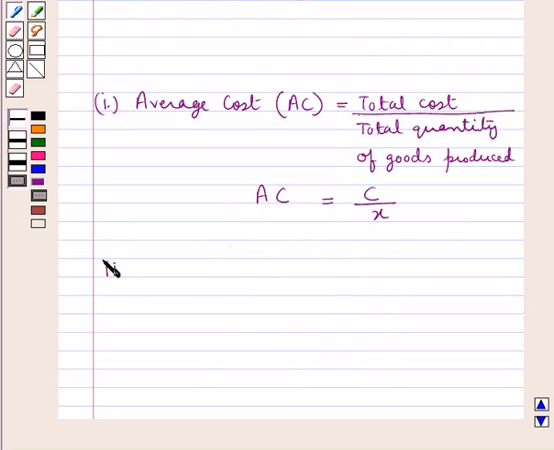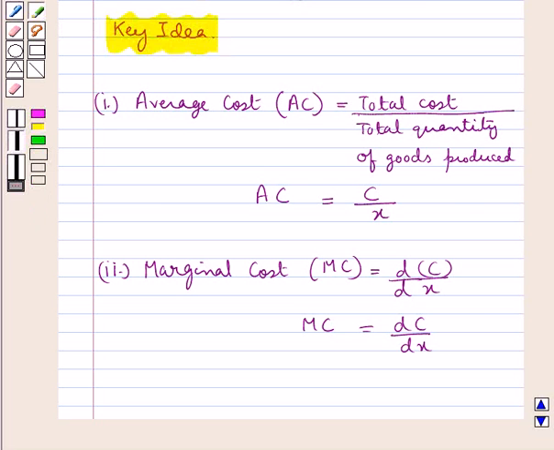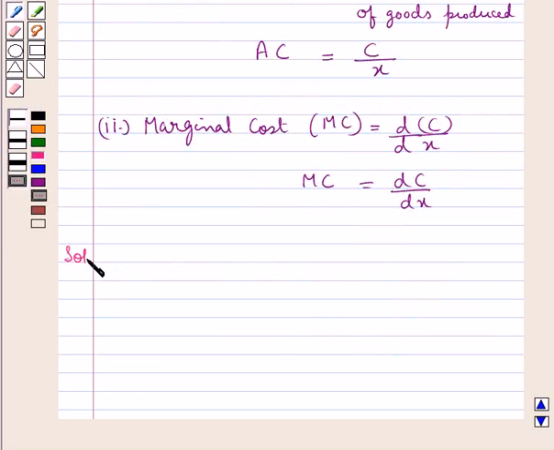Next we have the marginal cost, which is denoted by MC, and this is defined as the rate of change of the total cost C with respect to X. So dC upon dX is MC, which is the marginal cost. This is the key idea that we use in this question. Let us now move on to the solution.